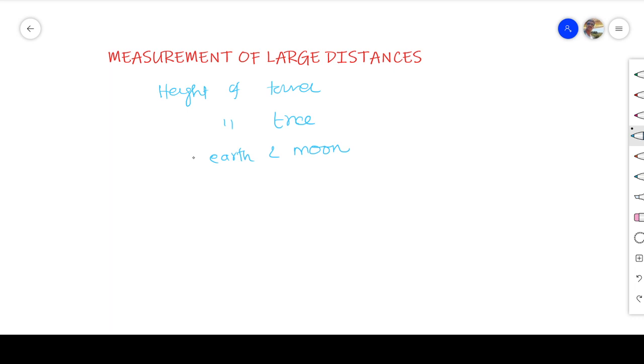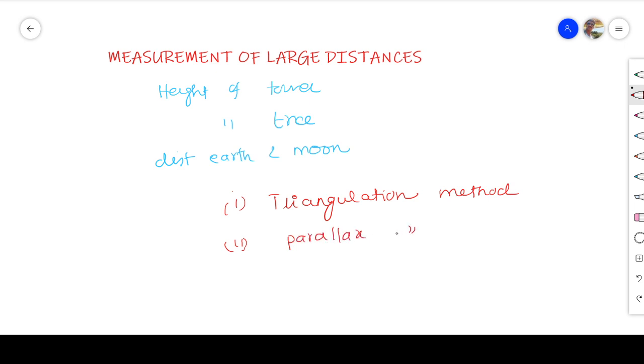If you want to measure a distance that is so long, we have to use different types of measurement. For small distances, we know how to use a screw gauge and vernier caliper. For large distances also, we have some more methods. What are those methods? Method one is the triangulation method. Second one is the parallax method. And the third one is the radar method. These are the three methods used to measure large distance.